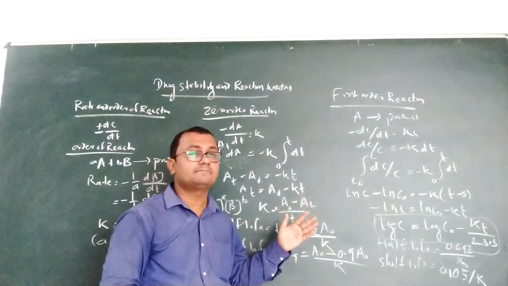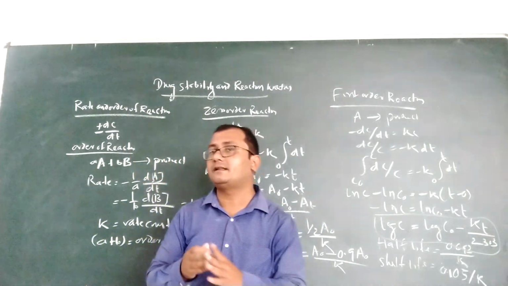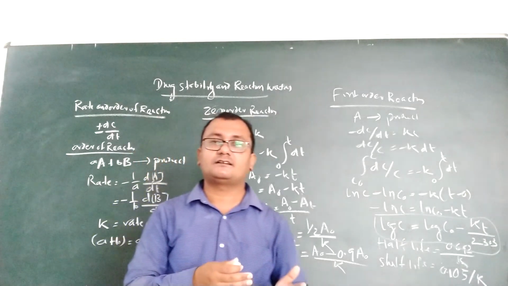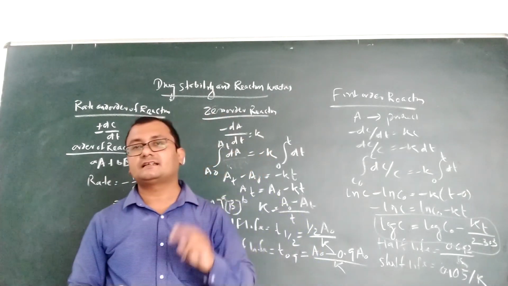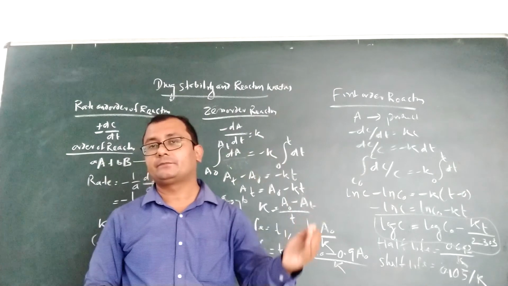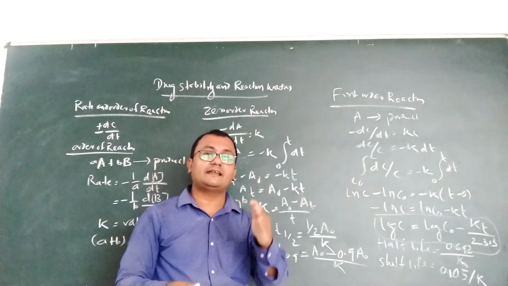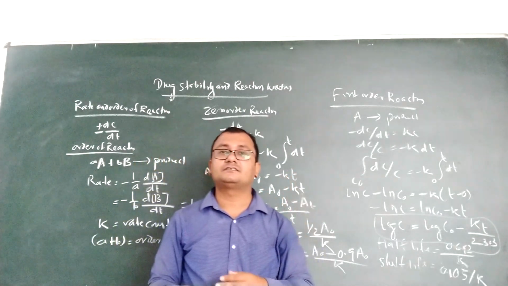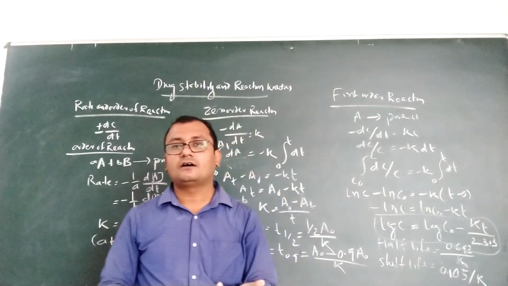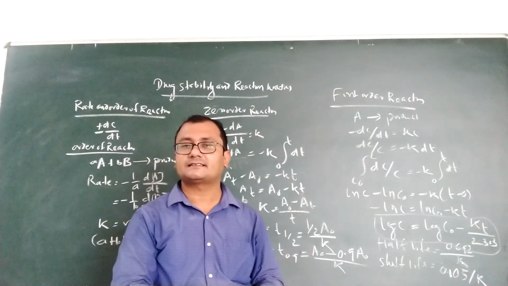Other things remain the same. Coming to the pseudo first order reaction, it is similar to the pseudo zero order. Pseudo first order means it is actually not a first order but a second order reaction. Two reactants are taken for the reaction, but the concentration of one reactant is so high that we cannot determine the decrease in concentration. So we treat it as a first order reaction. Although it is second order, we call it first order, and that is why it is called a pseudo first order reaction.